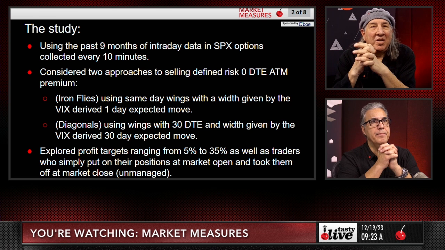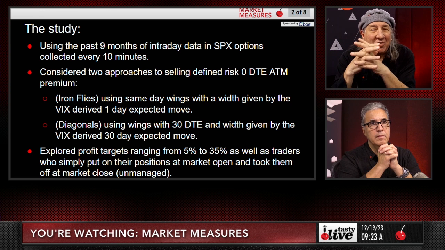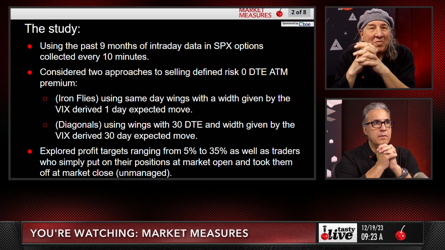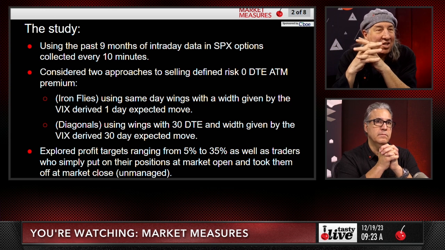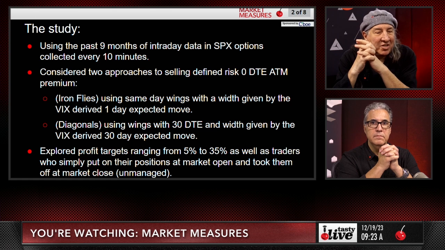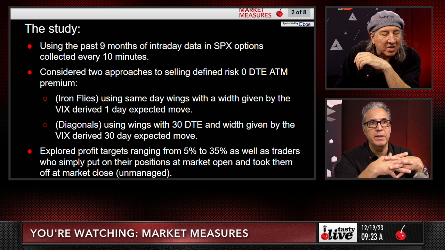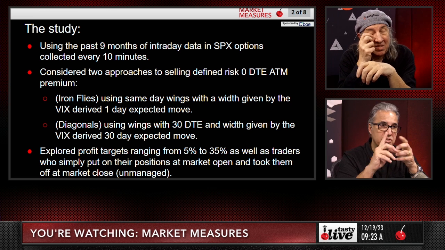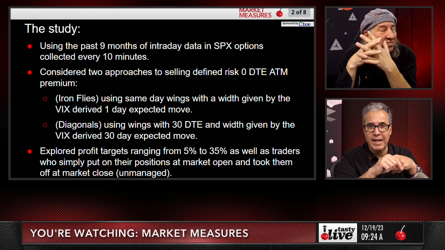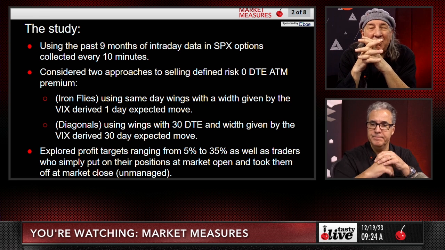We explored the profit targets ranging from 5%, which is a little under what we've been trying to collect, since we've been in the 10% range, to 35%, as well as traders who simply put on their positions at market opening and took them off at the close unmanaged. We're doing iron flies that settle to cash in SPX, so it's something we would be okay with if somebody said, "I prefer to go all the way to the end of the day." There's no stock or new position you're going to have on for the following day because it all cash settles. Okay, let's go to the next slide.